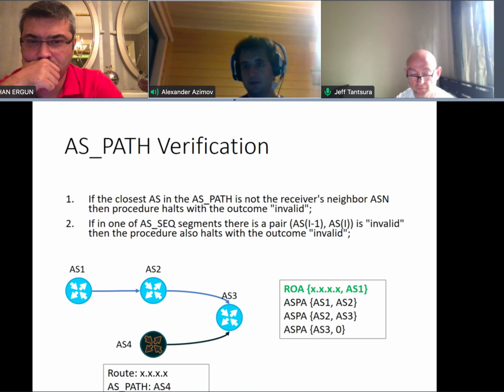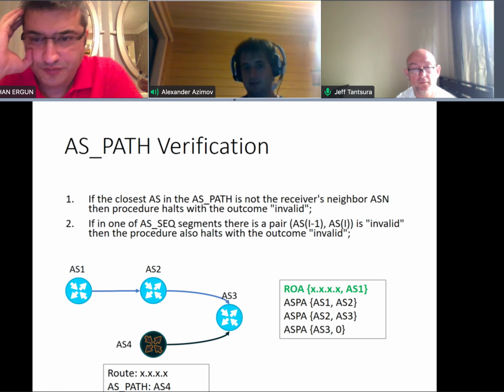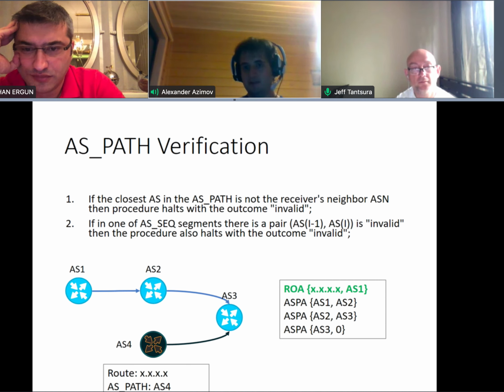Again, AS4 is trying to hijack address space that belongs to AS1. And first, it tries again to advertise it from its own autonomous system number. And this kind of hijack will be detected by AS3 with ROA, because AS1 has created a ROA, and as we discussed already, it will be able to see that this kind of advertisement is invalid.